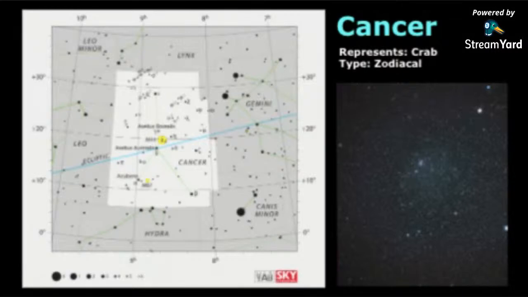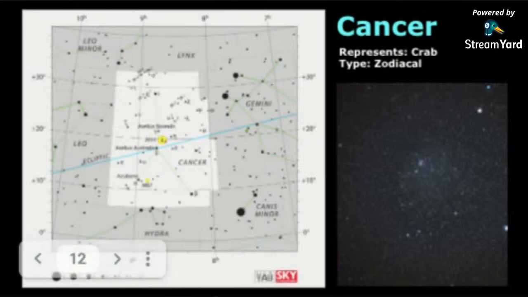I've been updating videos lately, because sometimes I just ID things wrong and I want to make a correction, and YouTube doesn't let you make a correction, but I'll try. But Cancer is a zodiacal constellation. So if you look here, this blue line, that's the ecliptic, that's the path of the sun. Since the sun, moon, and planets all pass through it, it's classified as a zodiacal constellation, but it's really faint.